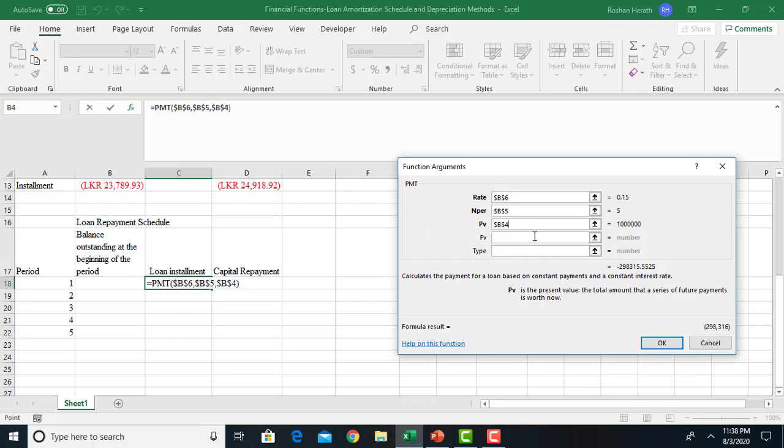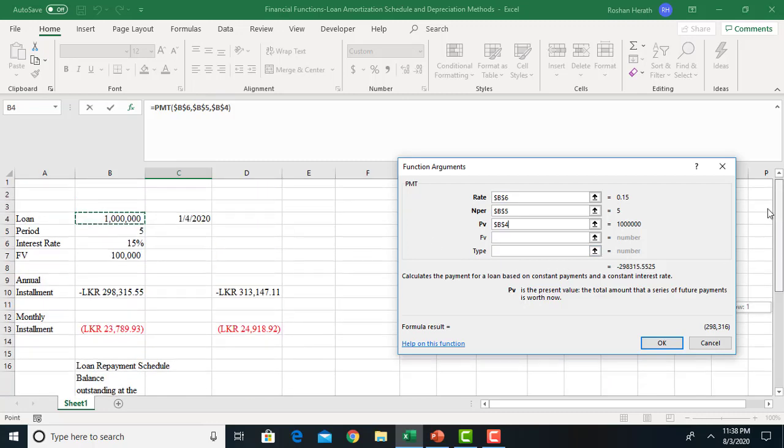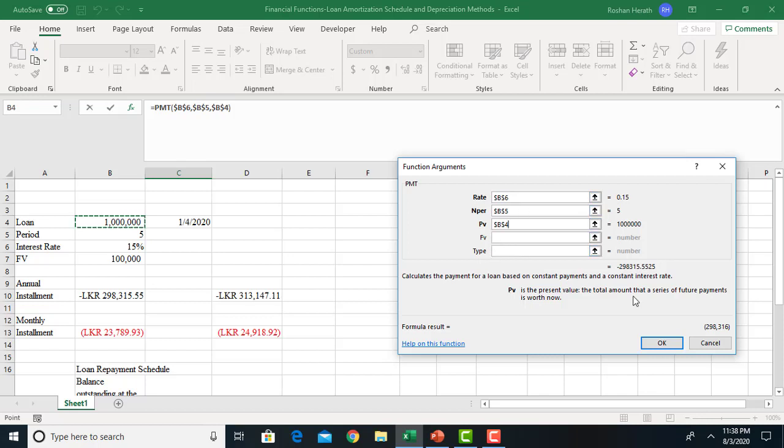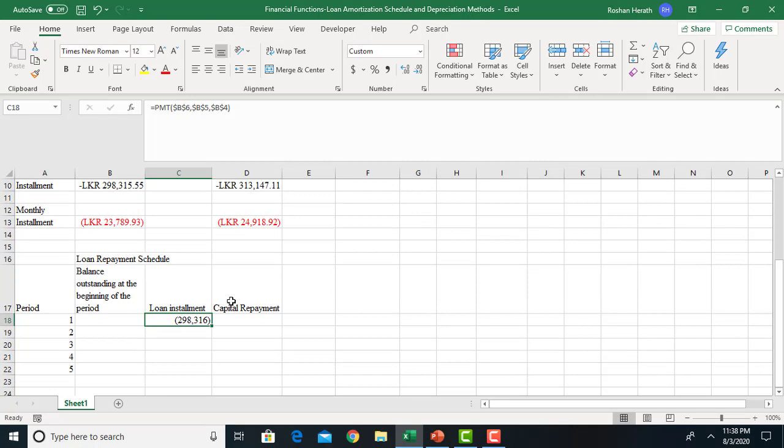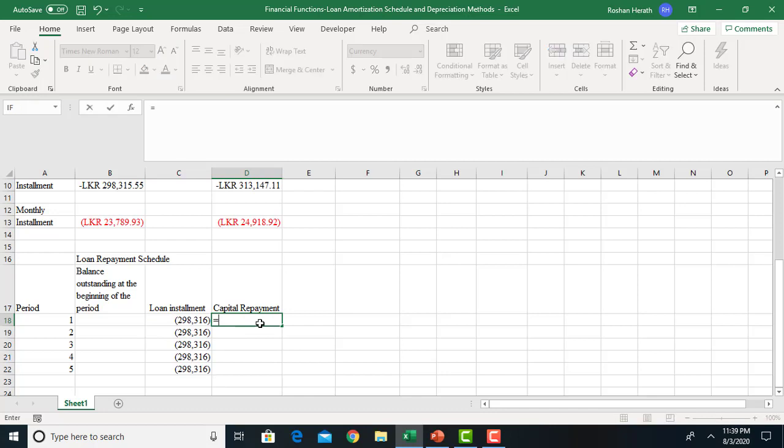And let's just ignore the future value and the type. So we'll think about the basic situation. We may stick to the basic situation and we may get that, say okay, right? Here we have the loan installment 290,360. Now I can drag it throughout the period. So as far as the loan installment is concerned, throughout the period it does not vary.